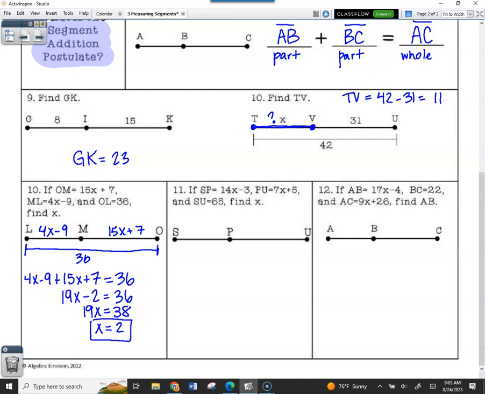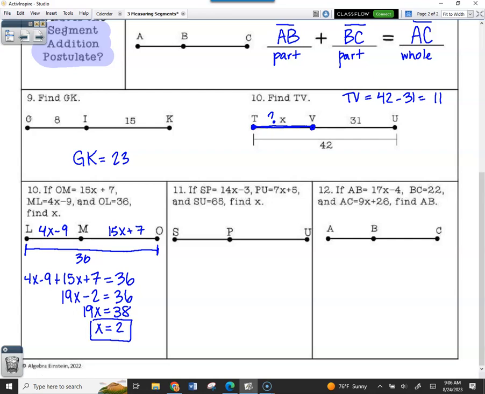Oh, okay, I know what it is. So, up here, we set things equal because we knew they were congruent. This one doesn't say anything about them being equal to each other, and there's no congruent marks. So you have to do the whole, part plus part equals whole. So this part plus this part equals the whole thing. So my equation is different.